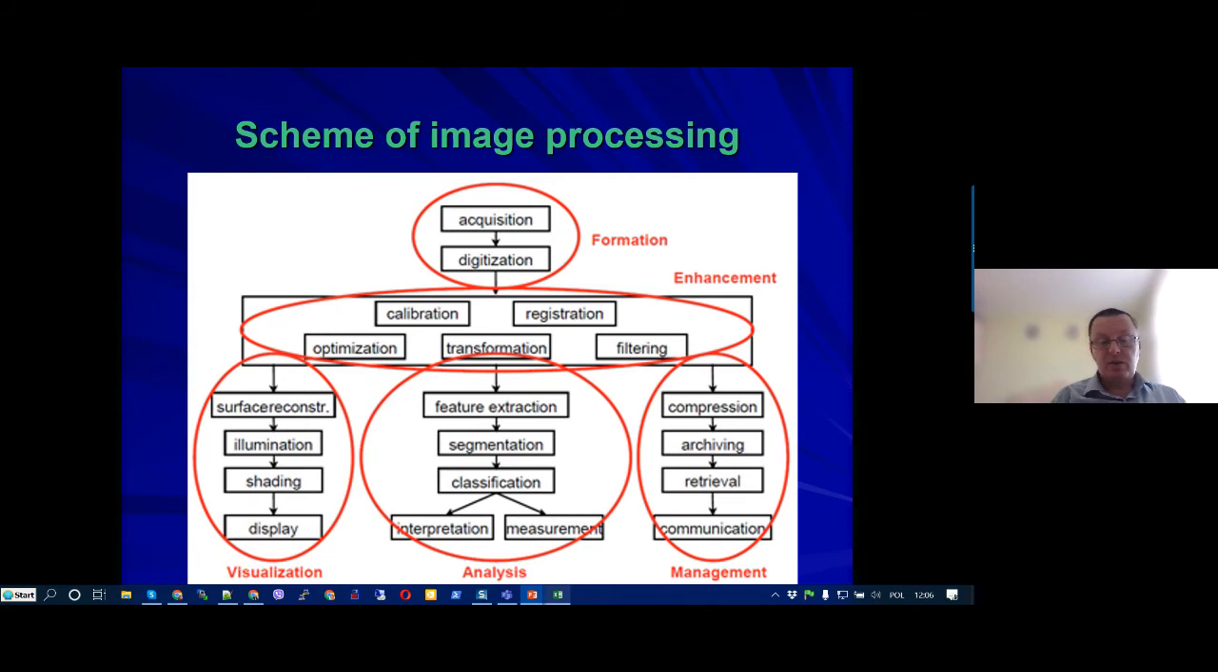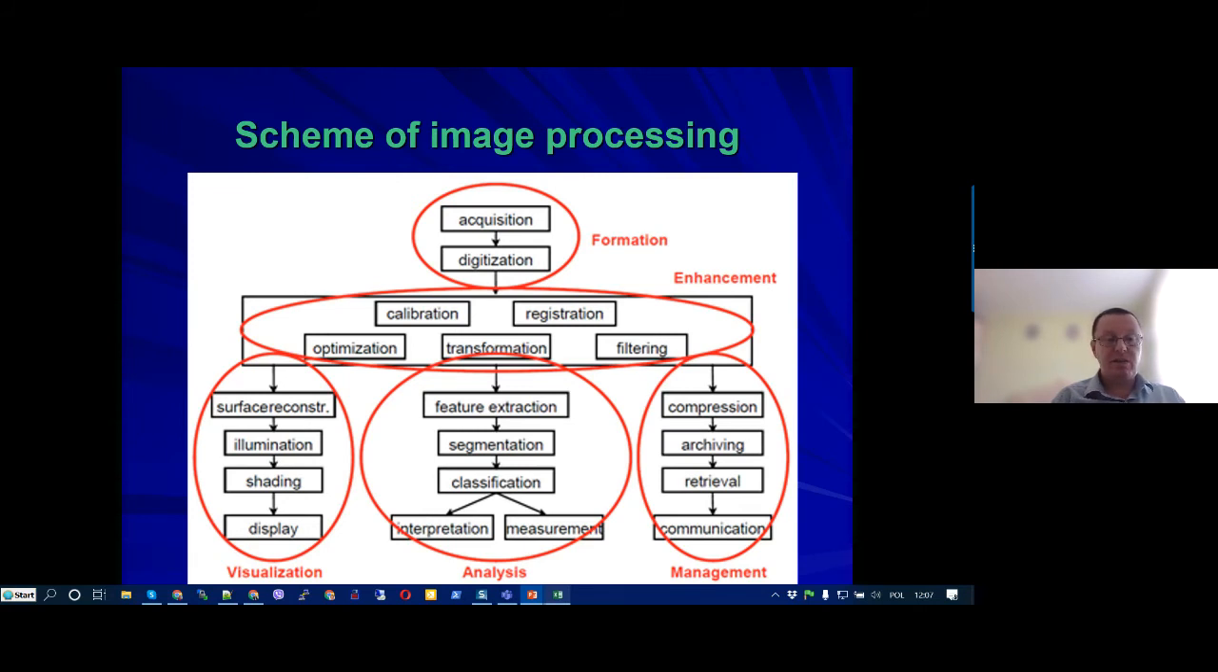And then it branches into three directions, starting with visualization: displaying data, surface reconstruction, illumination, shading. So these are common steps useful if you want to reconstruct, for example, a 3-dimensional image after computer tomography or even ultrasound scanning. If you want to visualize a 3-dimensional structure, you pass through these steps. And actually they are very similar to steps you may have heard of in the terminology of computer games, because it's exactly the same principles.